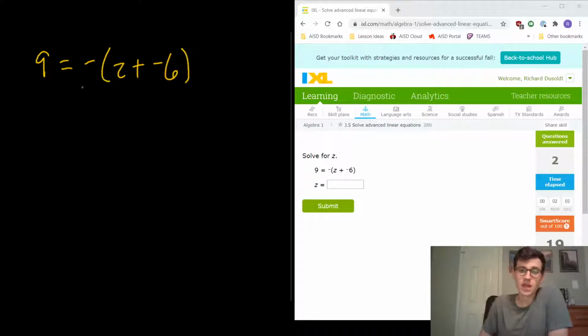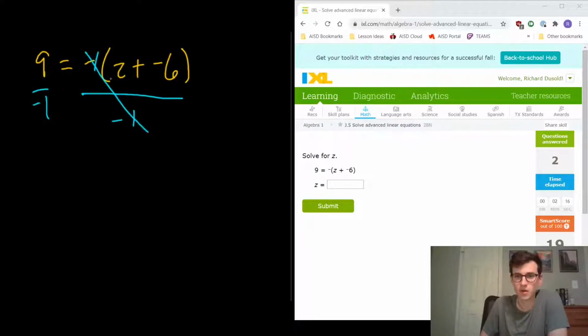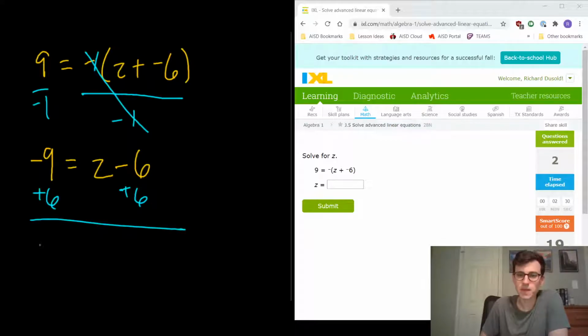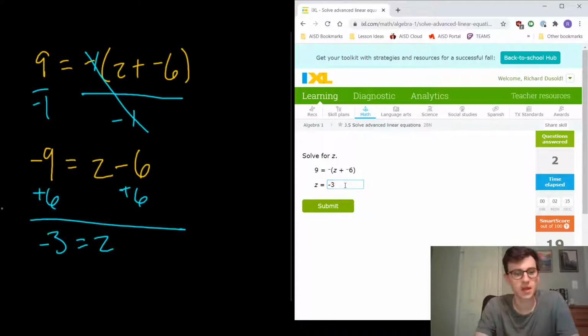So here, let's divide, right? I have a negative sign out here, so you could distribute. I really do like dividing by -1 here. Because if I divide by -1, these negatives cancel out, right? This is like -1 up here. So that's -1. 9 divided by -1, that's -9 equals z plus -6, which is the same thing as z minus 6. Add 6 to both sides. That's -3 equals z. Okay, again, we've got colors maybe not lining up, but that's okay.